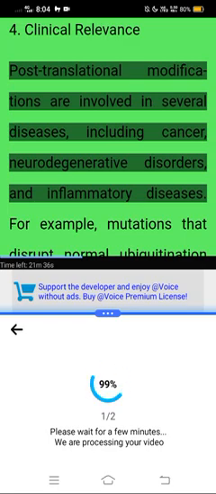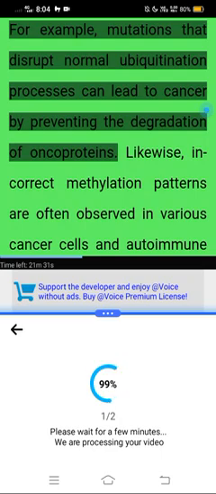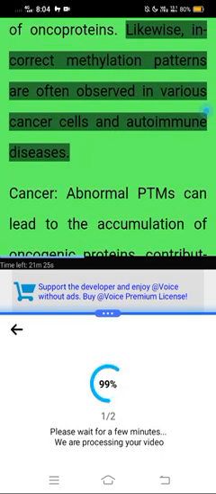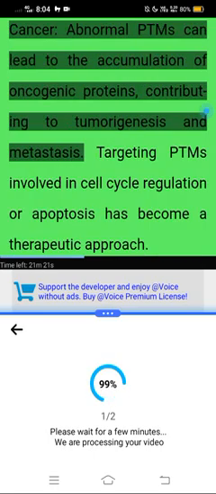Post-translational modifications are involved in several diseases, including cancer, neurodegenerative disorders, and inflammatory diseases. For example, mutations that disrupt normal ubiquitination processes can lead to cancer by preventing the degradation of oncoproteins. Likewise, incorrect methylation patterns are often observed in various cancer cells and autoimmune diseases.